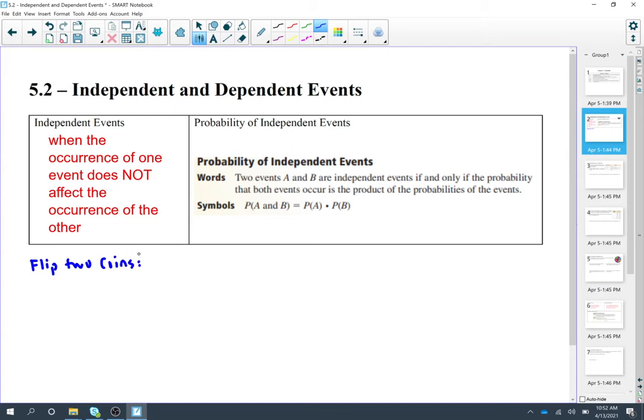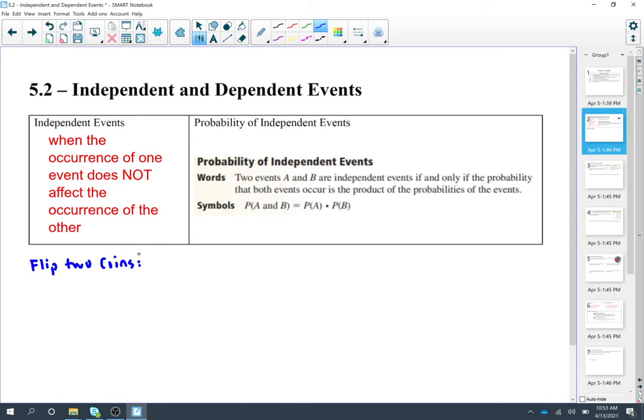Do you think when I flip the first coin, and I can get a head or a tail, that based on whether or not I get a head or a tail, that will affect what I flip on the second coin? My initial thought would be probably not. I don't think flipping a head or a tail on the first one is going to make the likelihood of flipping a head or a tail on the second one any different. So those would be called independent events.